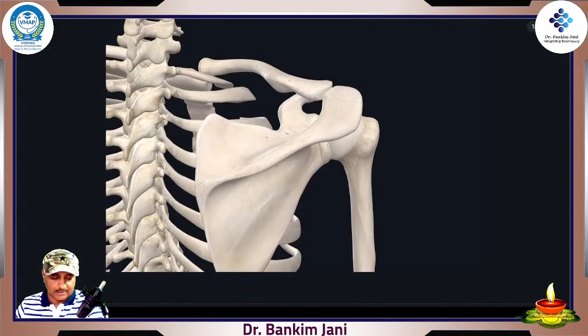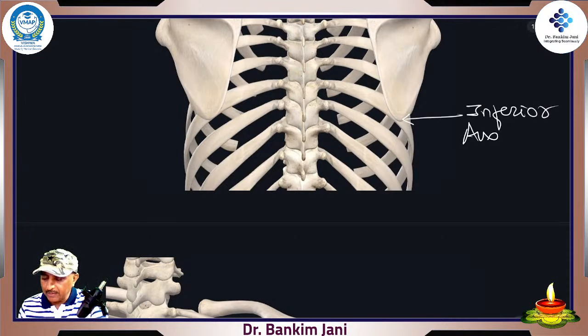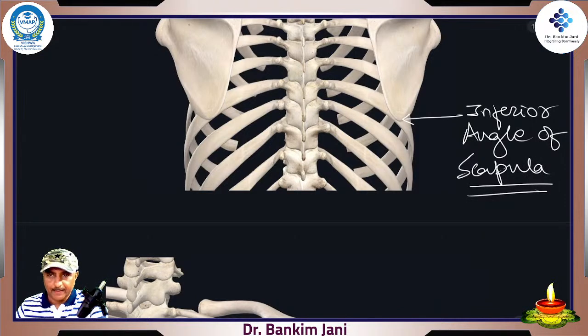So here it is, just a better view, and you see these things. That is the spinous process, supraspinatus, infraspinatus region, coracoid process, acromion process, right? And the acromioclavicular joint, and the glenoid cavity, and the humerus, right? This is what is called the inferior angle of scapula. Inferior angle of scapula, right?